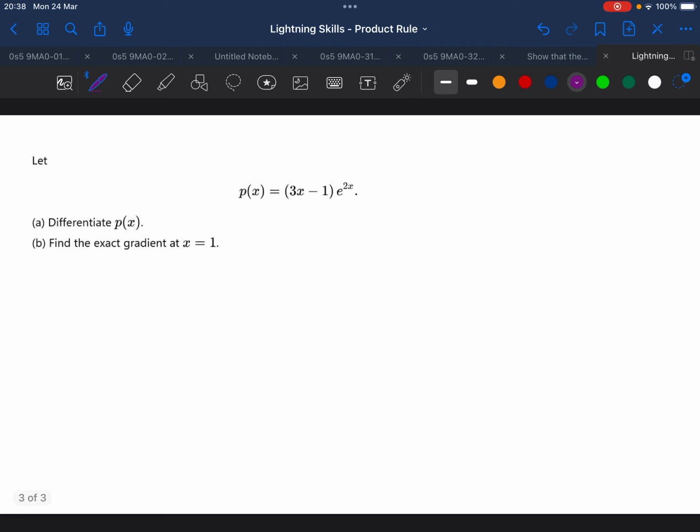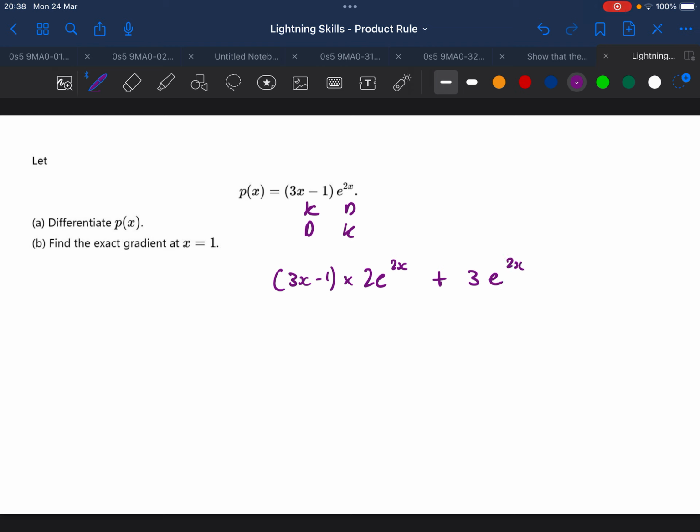Let's do one more. So we're going to keep, differentiate, differentiate, keep. If I keep 3x minus 1, it looks like that. If I differentiate, I'm going to get 2e to the 2x. The next part is going to be differentiate. Well, differentiate is simply a 3. And keep is just like that.